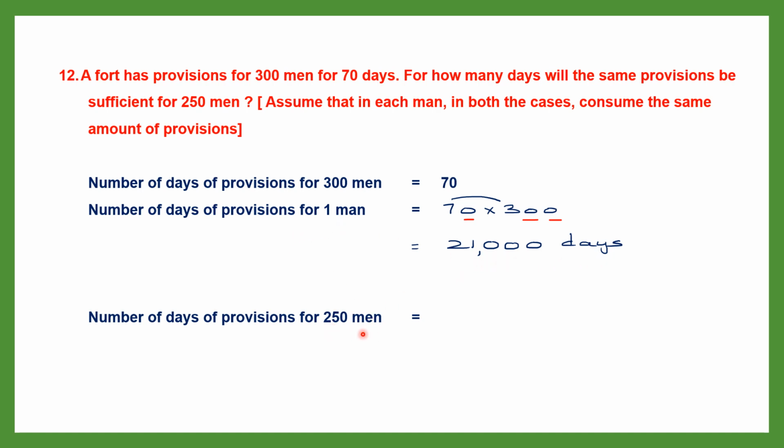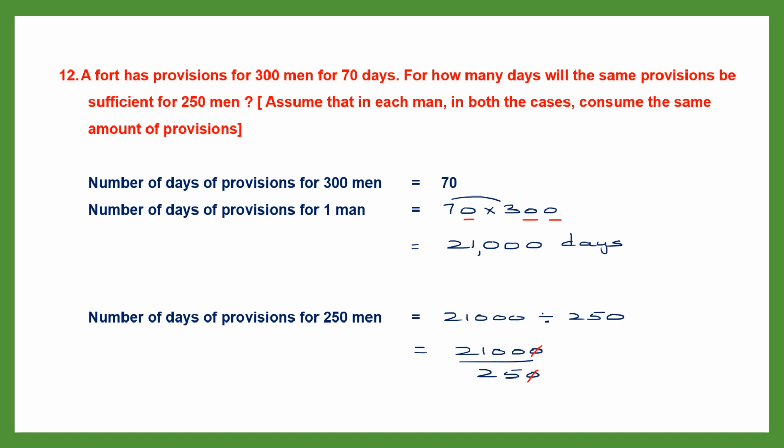So if there are 250 men, it's going to finish up very fast because they're going to use up all that provision. Here it's only one man. So he could use it for so many days. So when there are more men, they will not be able to keep it for so many days. They will finish it early. So it is division. So 21,000 divided by 250. So let's do that division. 21,000 divided by 250. Cancel the zeros.